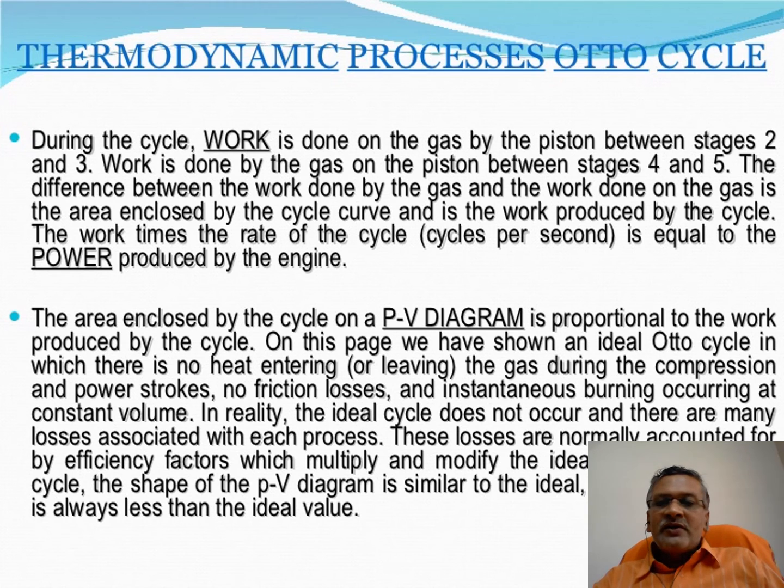On this page, we have shown an ideal Otto cycle in which there is no heat entering or leaving the gas during the compression and power strokes, no friction losses, and the instantaneous burning occurs at constant volume. In reality, the ideal cycle does not occur and there are losses associated with this process.